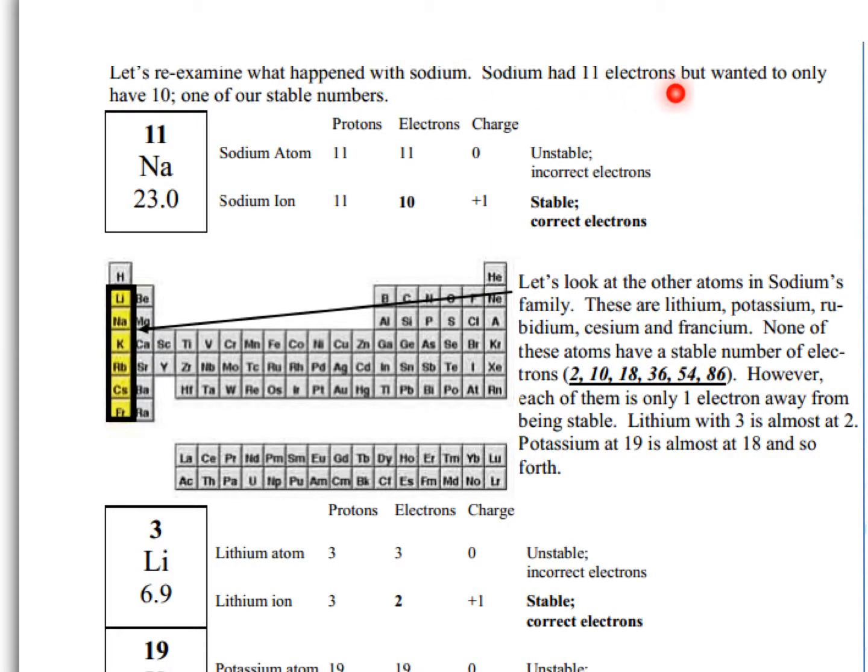Well, sodium originally has 11 electrons. We just looked at a lot of sodium stuff. Sodium has 11 electrons. It only wants to have 10 because it is one of our stable numbers. What I mean by stable numbers, if you look at the noble gases, we know that they're stable. Okay, so the number of electrons that the noble gases have are our stable numbers. Okay, so our stable numbers, they're right here, 2, 10, 18, 36, 54, 86.